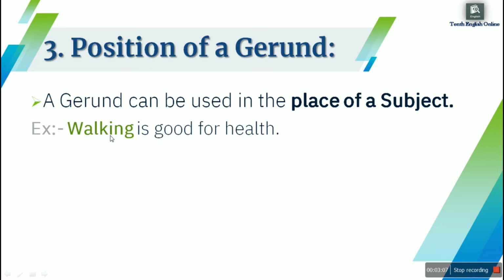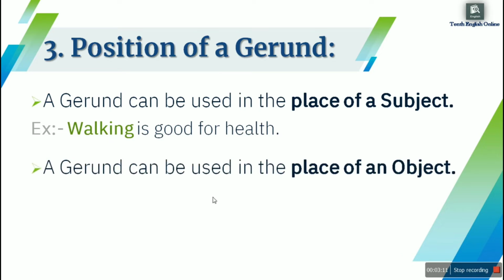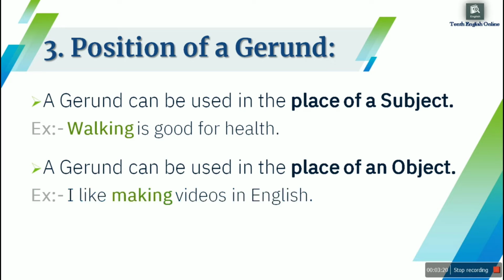Next, a gerund can be used in the place of object. Not only in the place of subject, but also in the place of object we use gerunds. Another example for you. I like making videos in English. In this sentence, I is the subject, like is the verb, making is a gerund used in the place of object. Fine.